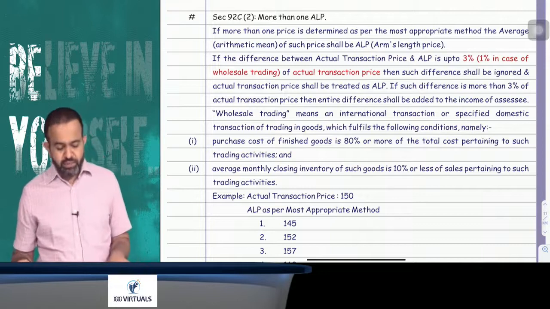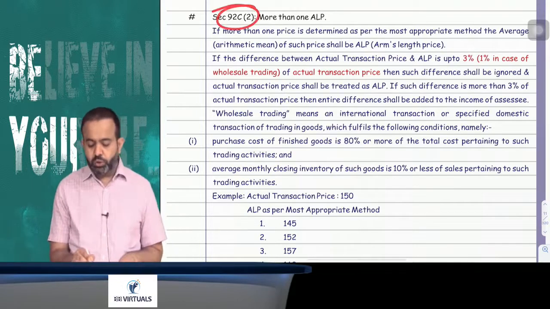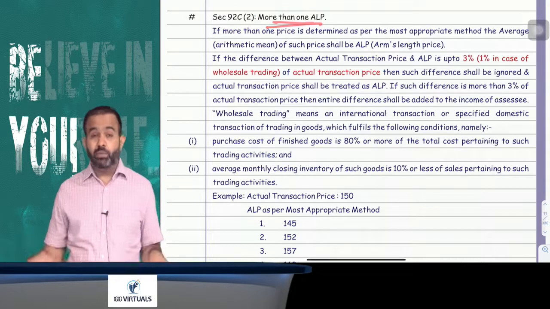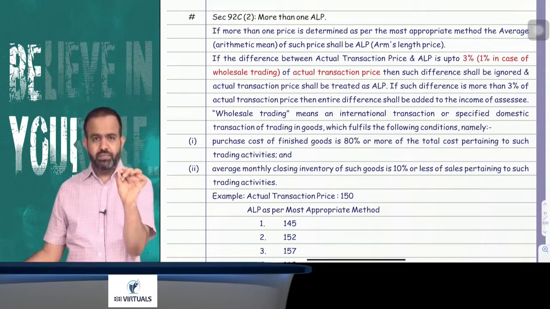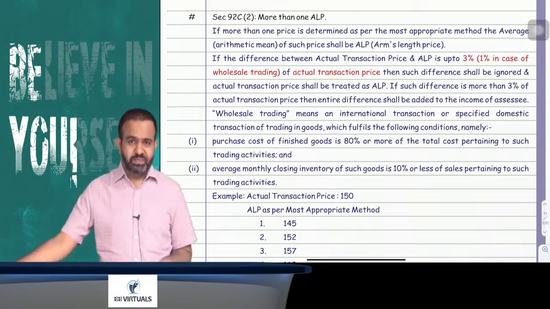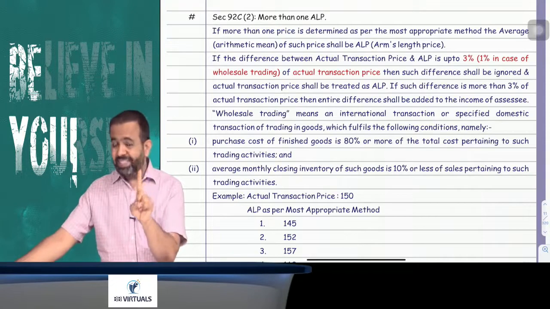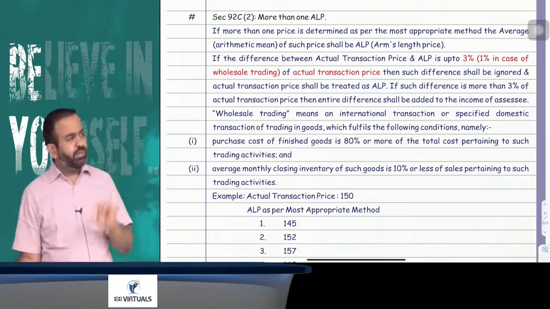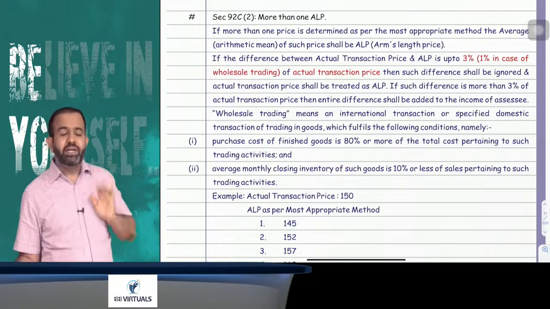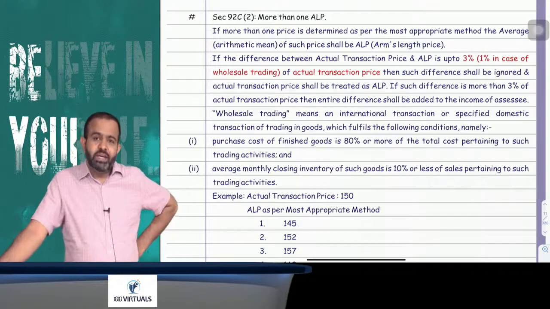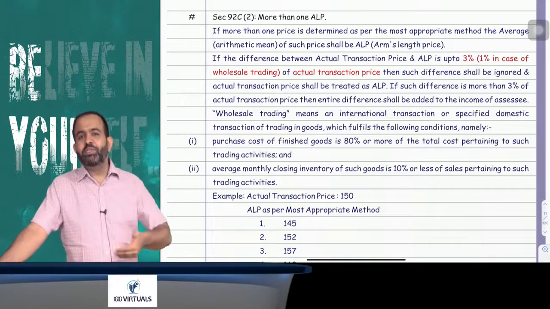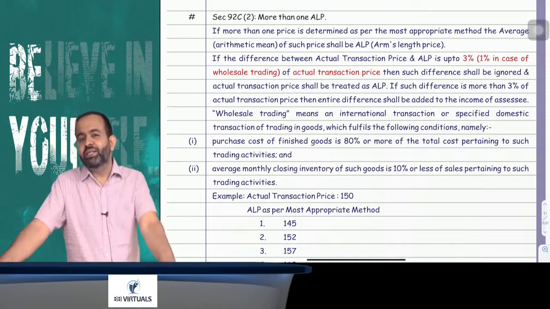Now we are going to start with the next part, that is section 92C subsection 2, and this section says that suppose from one method you got more than one arm length price. Suppose you are following the CUP method, but from the CUP method, you got 5 uncontrolled transaction prices. So there are 5 arm length prices. If you are having more than one arm length price, then what will you do?